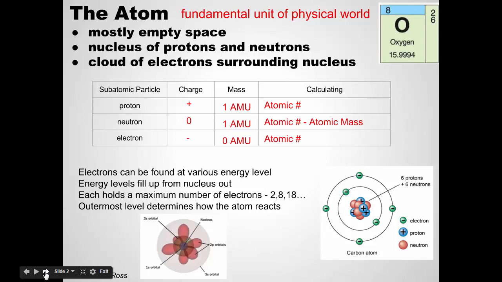Oxygen, how many protons? 8. How many neutrons? 8. Yep. And how many electrons? 8. All right.